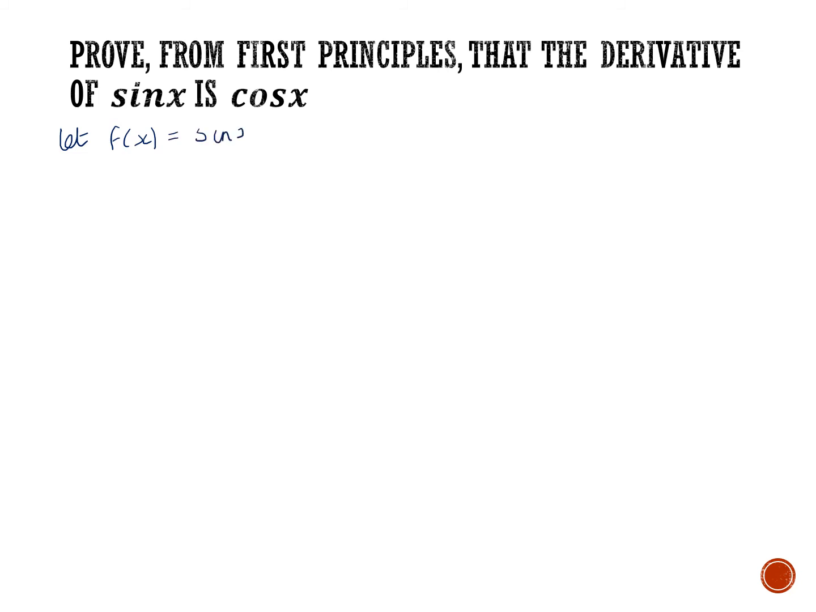Okay, because that's the thing I'm differentiating. Now, from page 2 of the formula book, and I'm allowed to use this, the derivative is the limit as h tends to 0 of f of x plus h minus f of x over h. So I've just copied that from page 2 of my formula book.